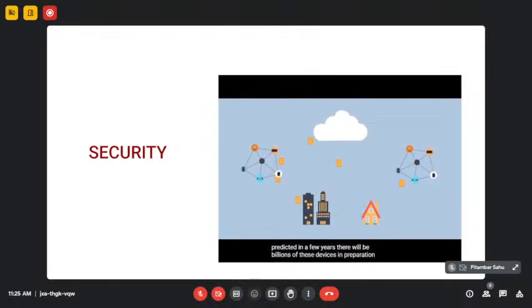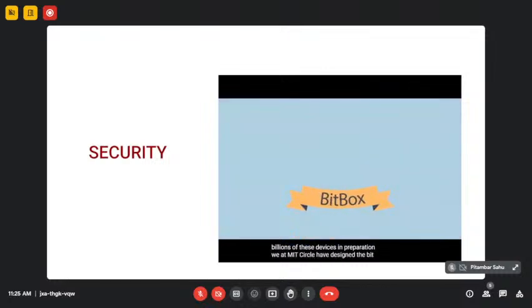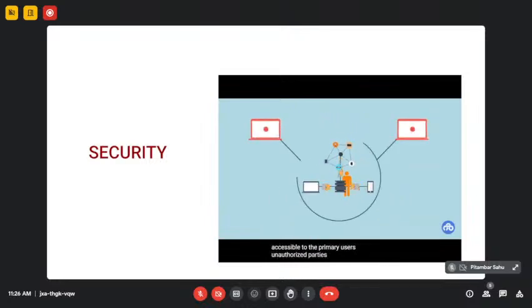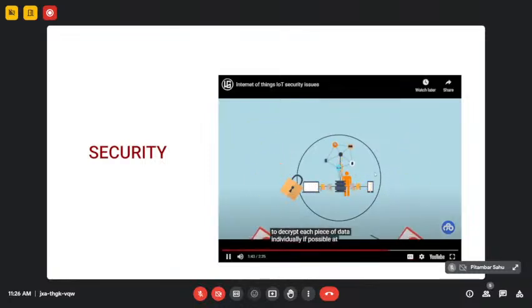In preparation, we at BitCircle have designed the BitBox, a revolutionary product created to put power back into your hands. The BitBox is designed to connect with all your IoT devices and securely collect, backup, and transfer your data within your own network. Every piece of data in the BitBox is encrypted individually and is only accessible to the primary users. Unauthorized parties would have to try to decrypt each piece of data individually, if possible at all.